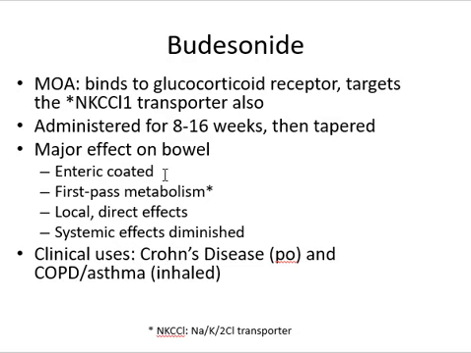And so clinically, what's this drug used for? Crohn's disease, orally administered. PO is Latin for per os, or by mouth. And then also, this drug has been used successfully in COPD and asthma if it's inhaled. I don't think we talked about budesonide specifically, but it is one of those inhaled corticosteroids that's been shown to be quite effective in COPD.